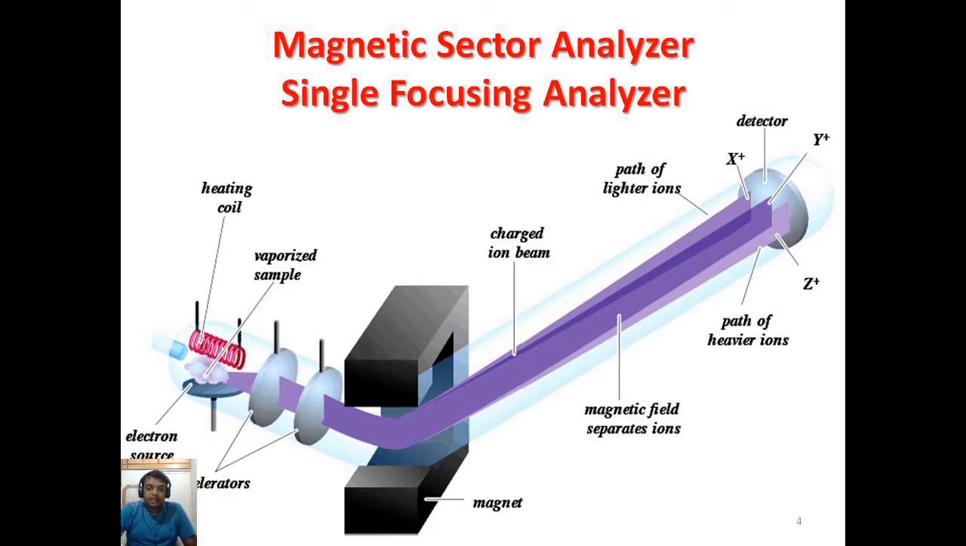So here the separation takes place according to mass. The low mass molecules have a high bending frequency, and this X plus is the path of the lighter ions having a low mass, and Z is the path of the molecule having a heavy ion. That means this Z has a low curvature of path and X plus has a higher curvature of path.